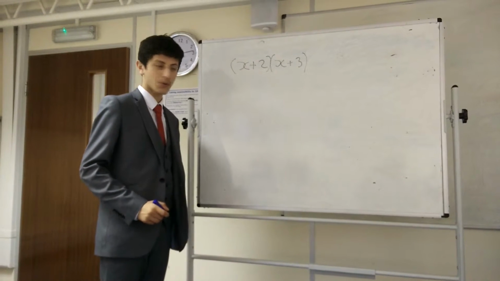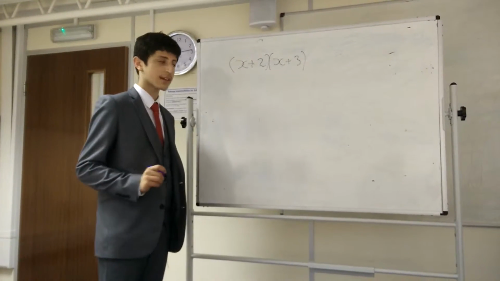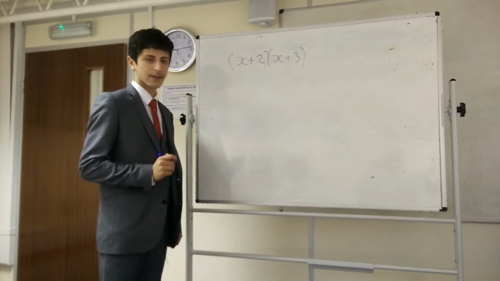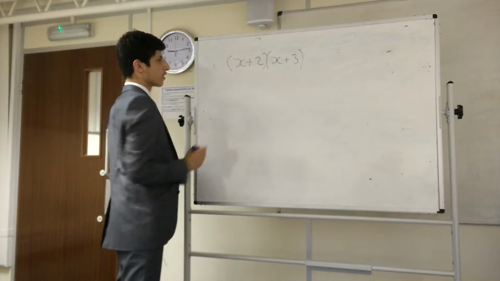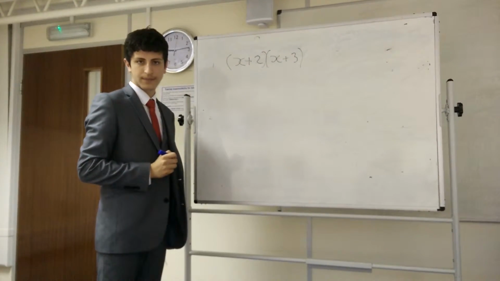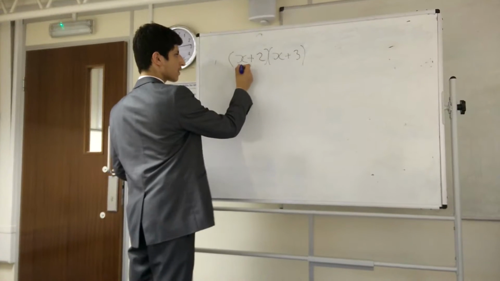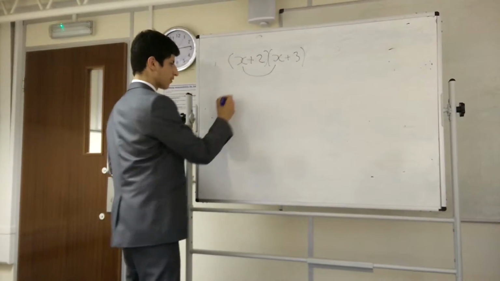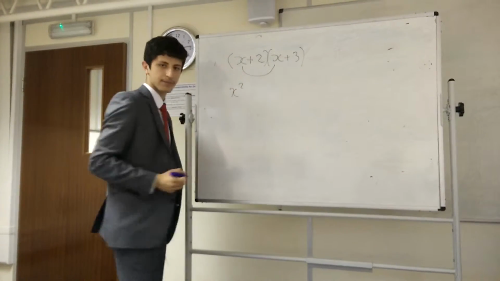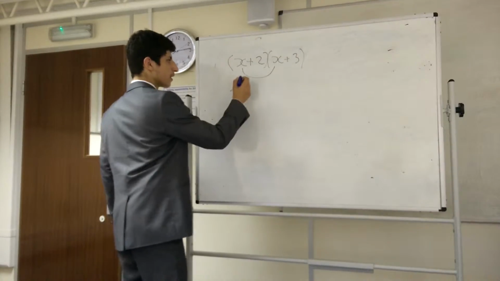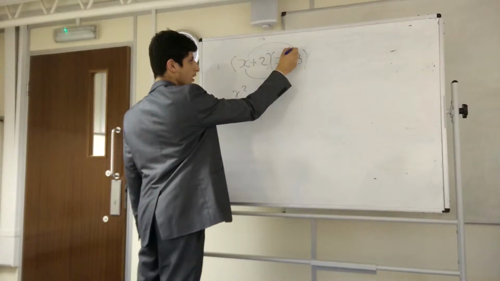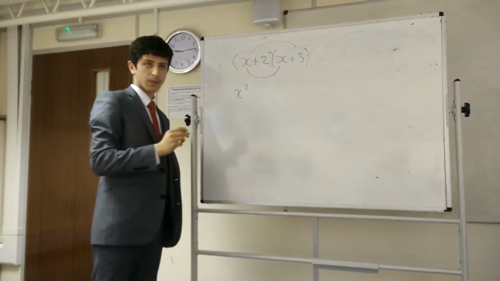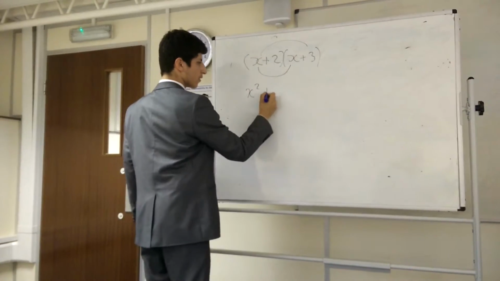Today we're going to talk about quadratics, especially how to expand this bracket. Very simple question: (x + 2)(x + 3). The first thing we're going to do is expand the x. That gives you x squared, because x times x is x squared. The next thing we're going to expand is the x and multiply the x and 3, which gives you 3x.